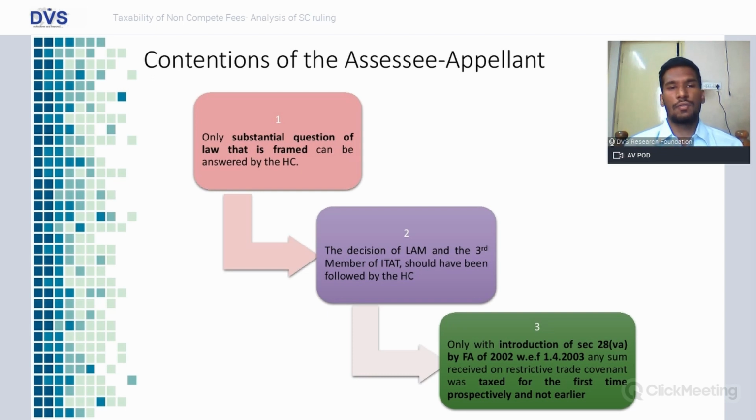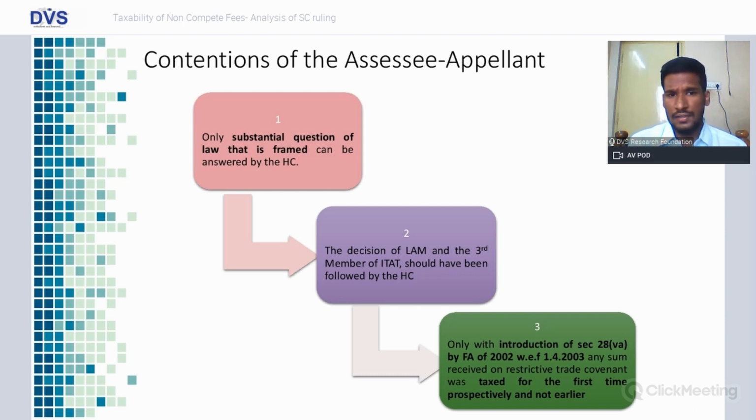Going further, if you see the contention of the assessee, one very important, strong point put forth by the assessee was that only a substantial question of law could be taken before the High Court, and the High Court cannot pronounce a judgment outside the purview of the substantial question of law unless it follows the specific procedures. We will discuss this in detail in subsequent slides. For the time being, I'm keeping it on hold, but this was a very interesting and important point put forth by the assessee.